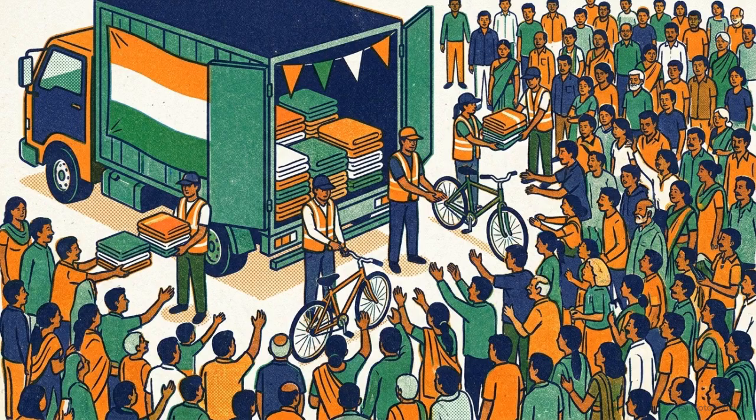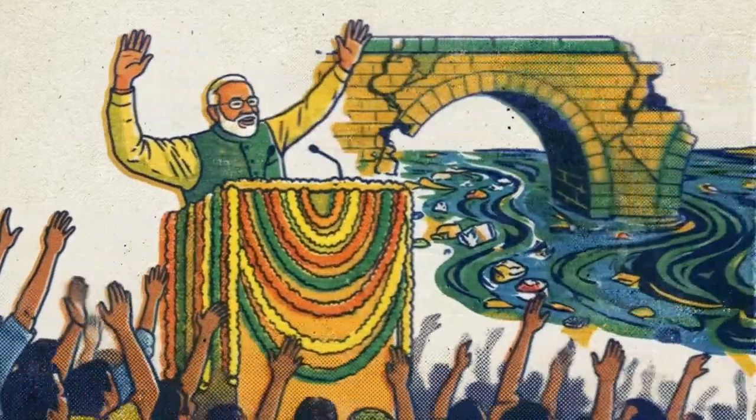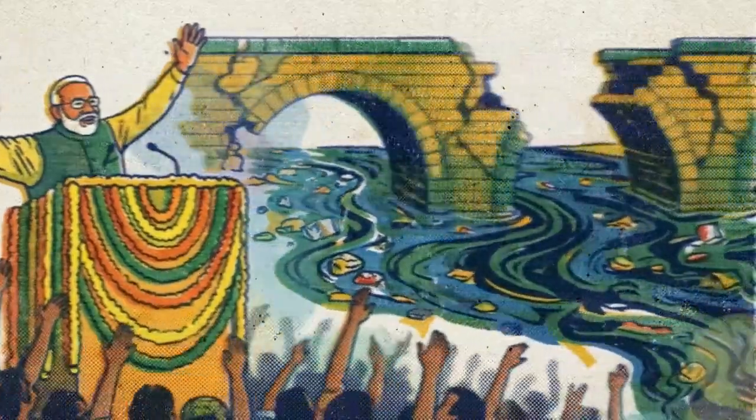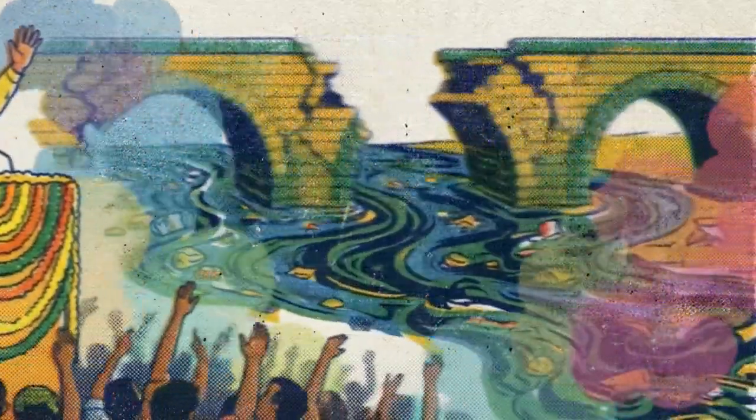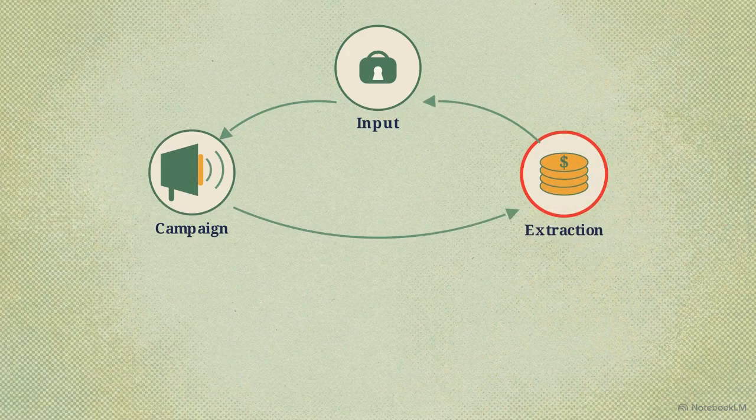Right before the election, they flood their districts with free gifts and massive, undeliverable promises. The campaign phase operates entirely as a smokescreen. It secures their power while demanding zero accountability for how they will actually govern. This brings us to the final phase on our map, the output.